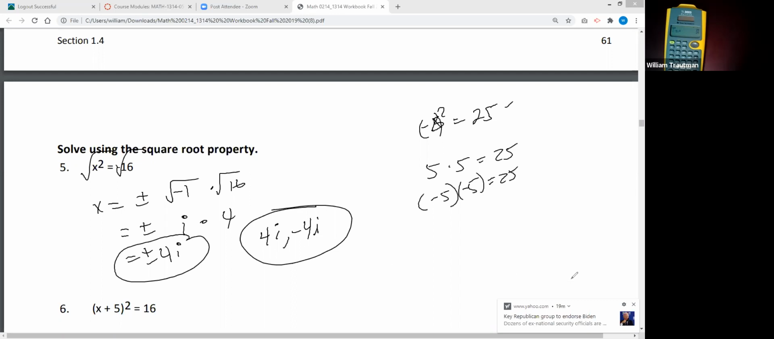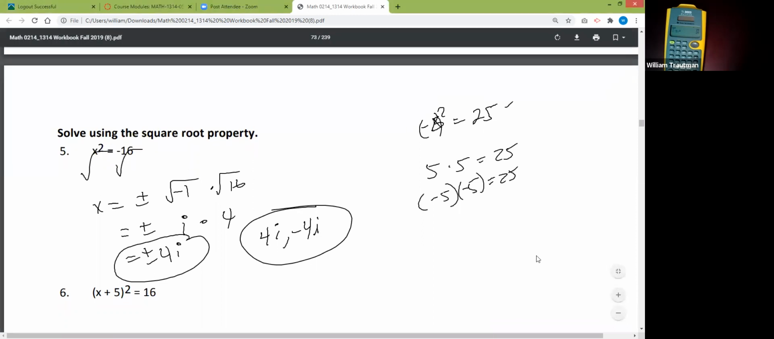So I erased those steps. I'm going to write them again for number 6.